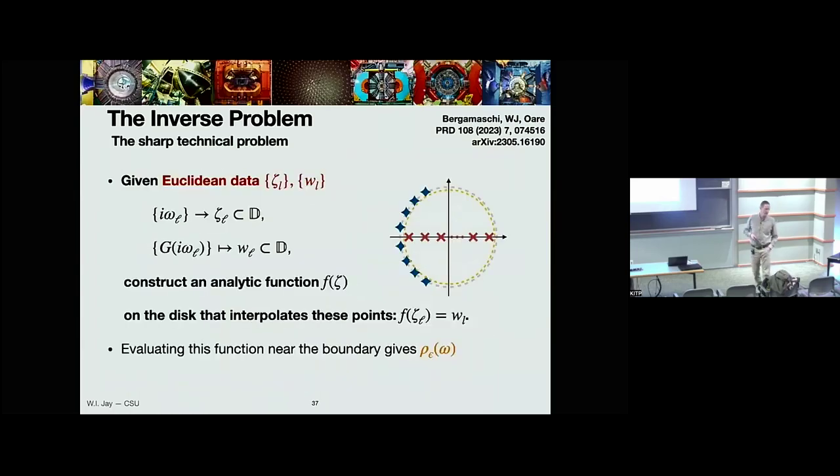So now we can finally give a sharp technical description of the problem we'd actually want to solve. Given some set of Euclidean data, a set of nodes here in the disk, we want to construct an analytic function on the disk that interpolates those points. And if we can do this, and we can then boldly extrapolate our interpolating function near the boundary, it'll give us access to the spectral function, the smeared spectral function.